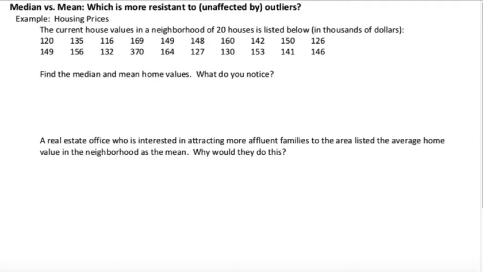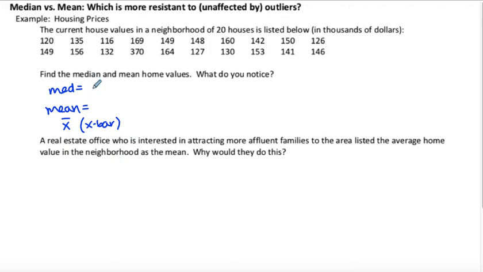For example, in housing prices, here are the current house values in a neighborhood of 20 houses listed below in thousands of dollars. Can we find the median and the mean home values? All right, so we want to find the median and the mean. Mean can be represented with something like this also, which is called X bar. And so as we start representing numerical data, we can also represent it symbolically as X bar.